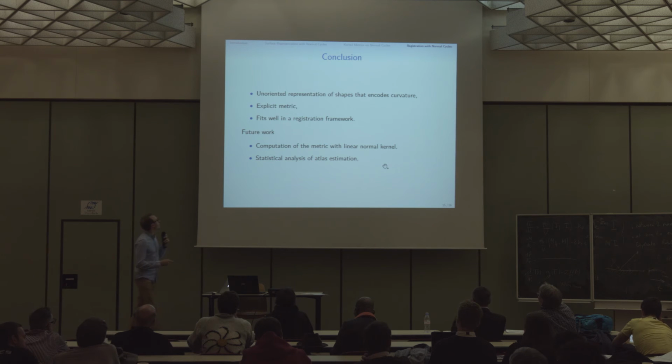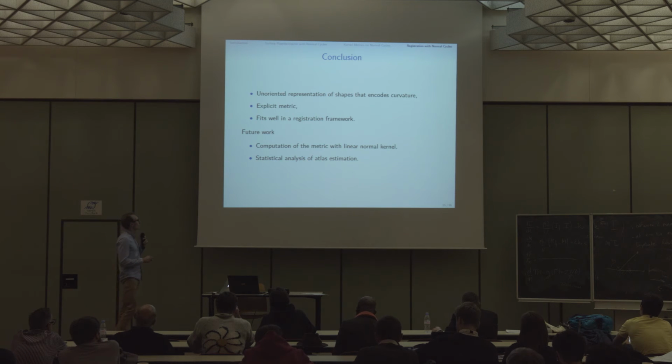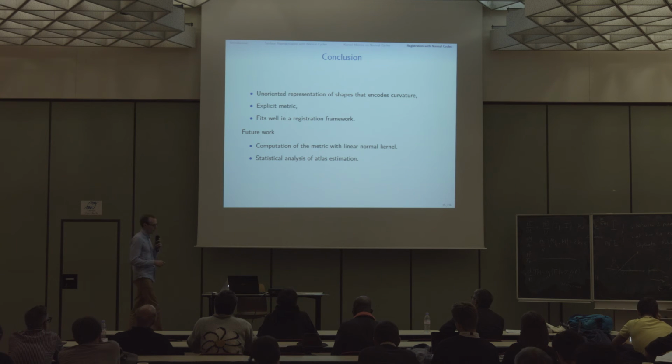So to conclude this presentation, we have provided an unoriented representation of shapes that encodes curvature information with an explicit matrix through kernel matrix, and that fits well in a registration framework. For future work, it would be interesting to compute the scalar product with other kernels than just the constant normal kernels. For example, the linear normal kernel would be interesting. And of course, to go deeper in computational anatomy with this metric, and for example, providing a statistical analysis of atlas estimation.